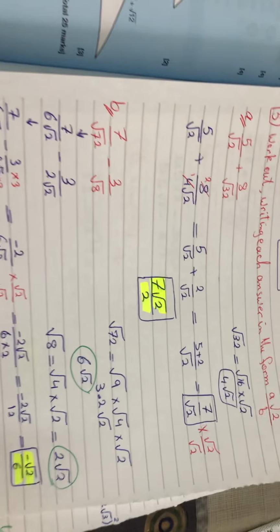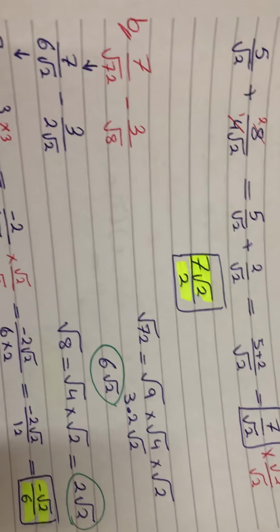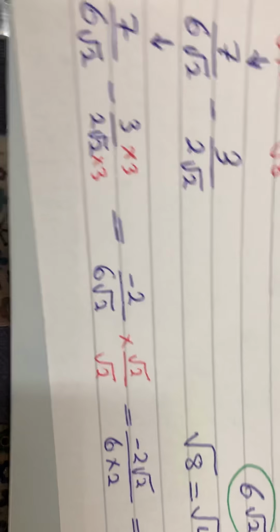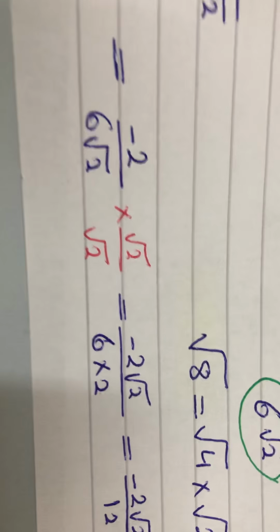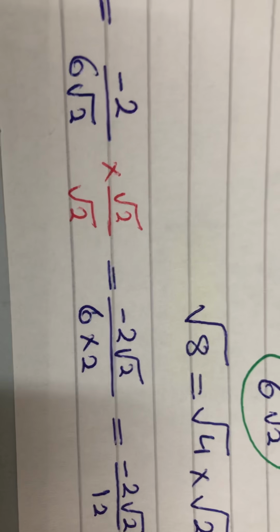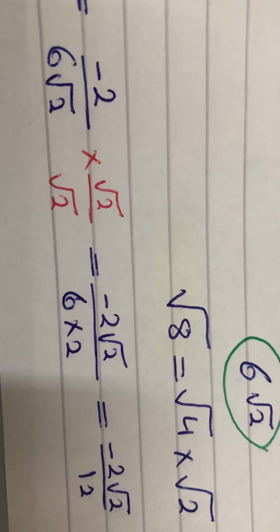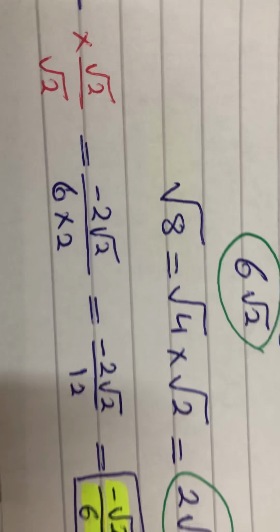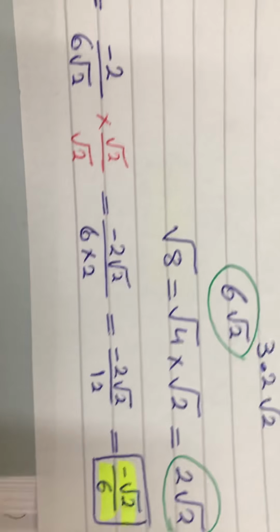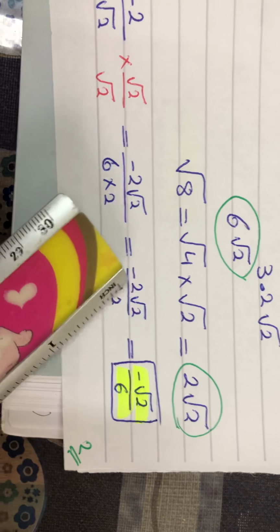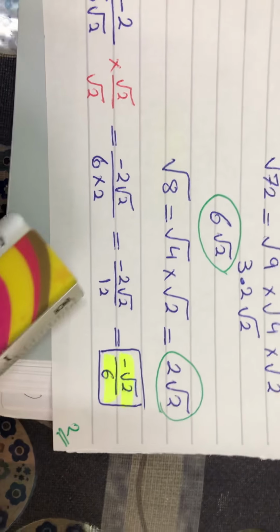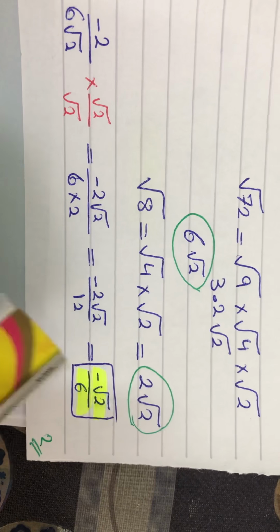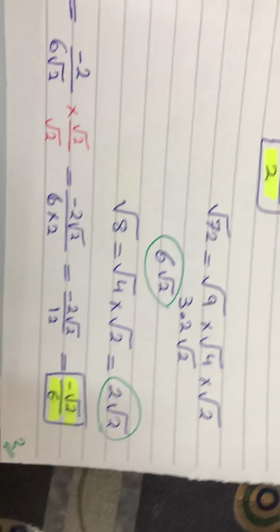Rationalize the denominator, multiply by square root of 2 up and down. Okay, so down 6 square root of 2 times square root of 2 equals 6 times 2. And up, negative 2 multiplied by square root of 2 equals negative 2 square root of 2. You can simplify 2 and 12 down. Divided by 2 up equals 1, or negative 1, sorry. Divided by 2 equals 6. So I have negative square root of 2 over 6.